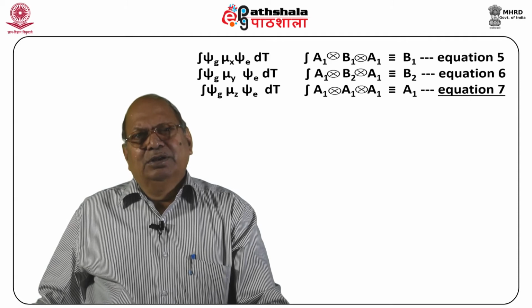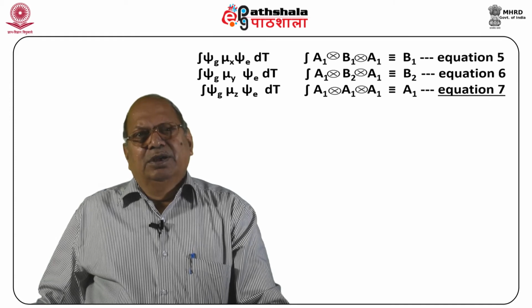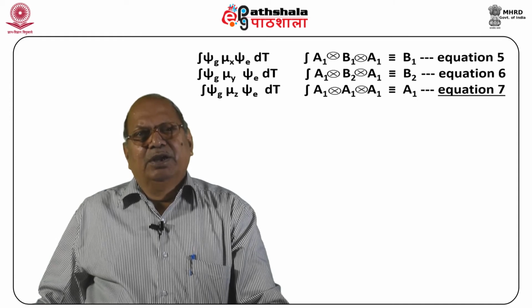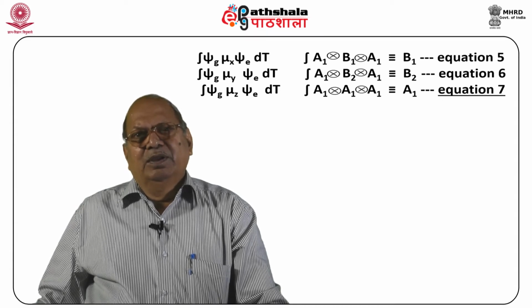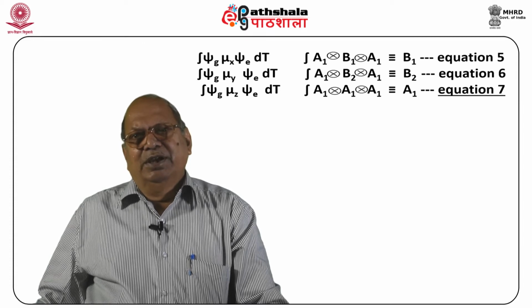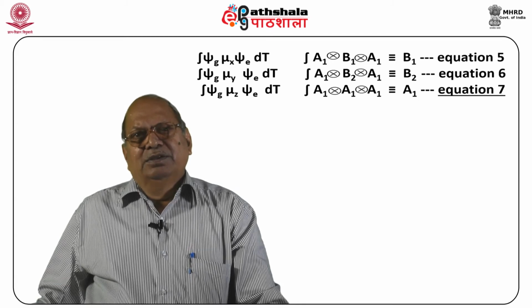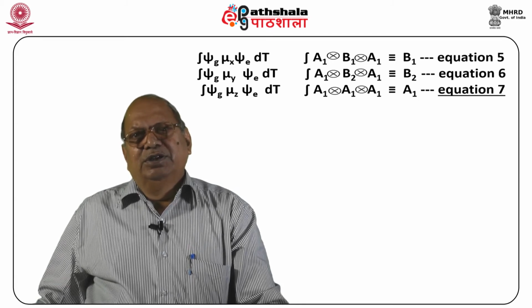Let us take the third component, integral psi g mu z psi e dt, and the direct product is given by A1 direct product A1 direct product A1, which is equal to A1, equation 7. Here psi z has A1 symmetry, mu x, mu y, mu z have B1, B2, A1 symmetries respectively. Psi e has the same symmetry as that of A1, B2.